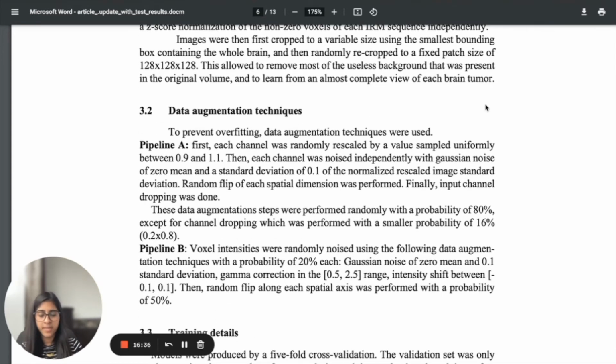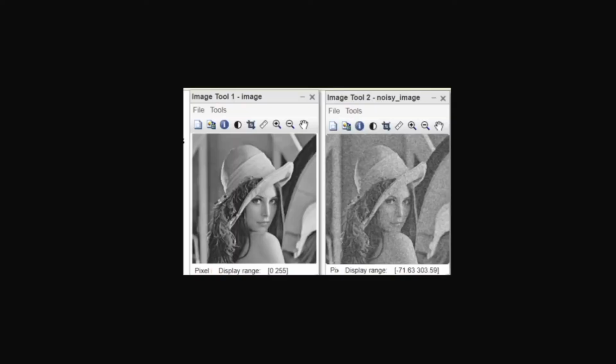So then they also had data augmentation, and they had two different pipelines that they used. But I'm going to be going through pipeline A just because there's some parts where there's repetition. I don't want the video to be longer than it already is. So for pipeline A, to prevent overfitting, data augmentation was basically used. They rescaled the value between 0.9 to 1.1. They also noised it with Gaussian noise, and we do have a diagram here. So this is the noisy image with that particular data augmentation technique.